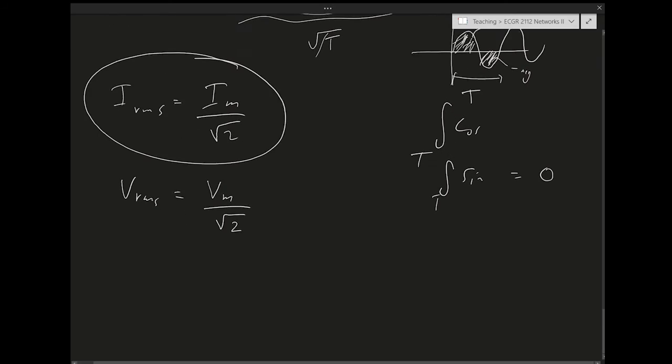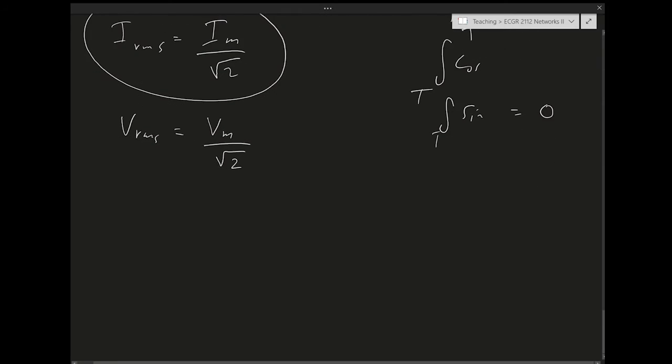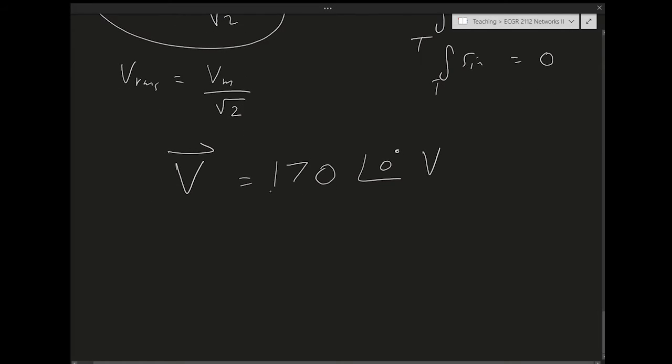Right? And it's very common. So remember when we represented phasors using magnitudes. For example, the voltage of the wall outlet, you can represent it as a phasor, which is 170 at 0 degrees volts, for example. And here we are representing it with the magnitude of the voltage.